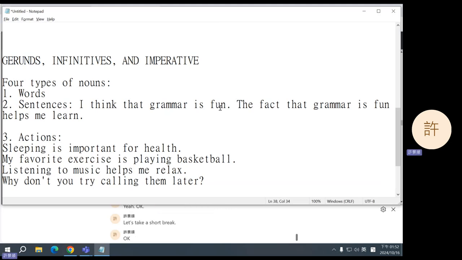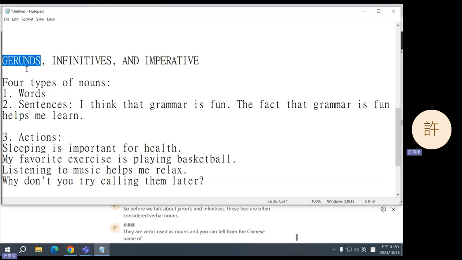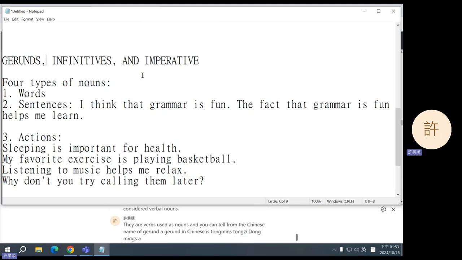Okay, this week we are talking about three concepts related to verbs. Gerunds, infinitives, and the imperative mood. The first two are related, and then the imperative is really easy, so I decided just to stuff it in here this week also. So before we talk about gerunds and infinitives, these two are often considered verbal nouns. They are verbs used as nouns. And you can tell from the Chinese name of gerund. A gerund in Chinese is 动名词, 动词当名词用, a verb used as a noun.